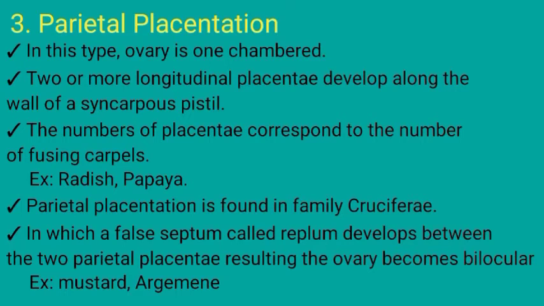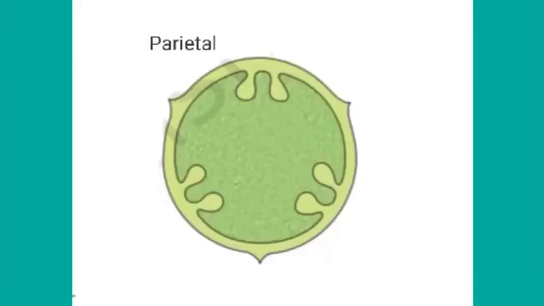In this type, ovary is one chambered. Two or more longitudinal placentae develop along the wall of a syncarpous pistil. The number of placentae corresponds to the number of fusing carpels. Example, radish, papaya. Parietal placentation is found in the family Cruciferae, in which a false septum called replum develops between the two parietal placentae, resulting in the ovary becoming bilocular. Example, mustard and argemone. See the diagrammatic representation of parietal placentation, how ovules are arranged on the walls of the ovary.